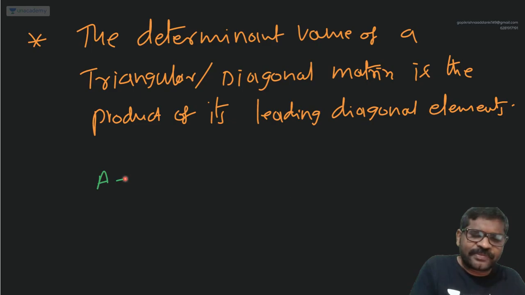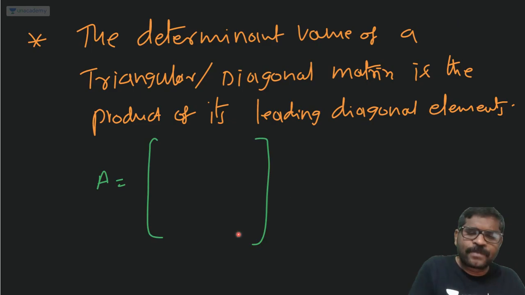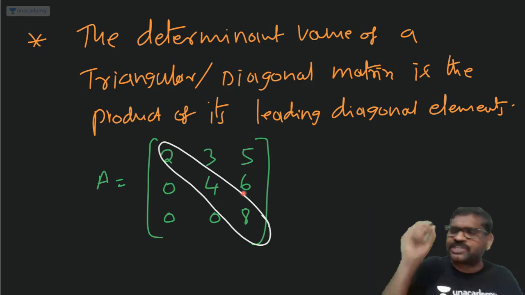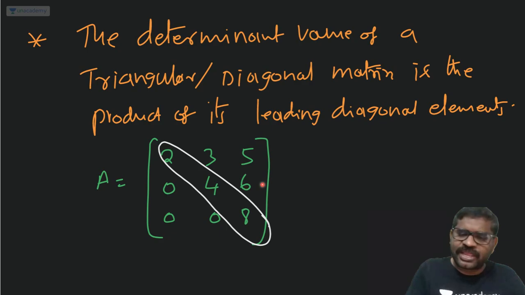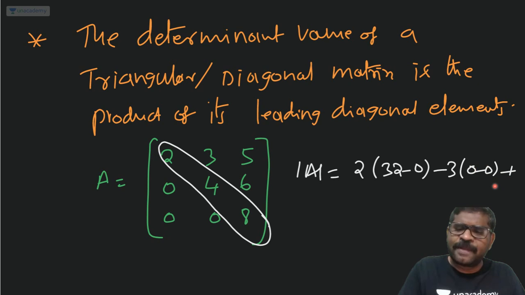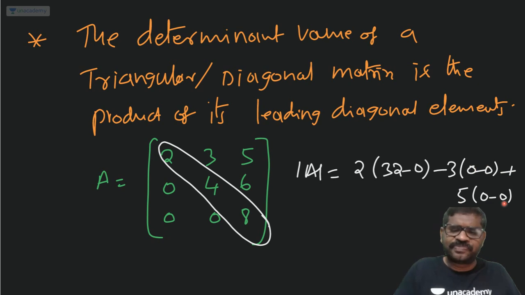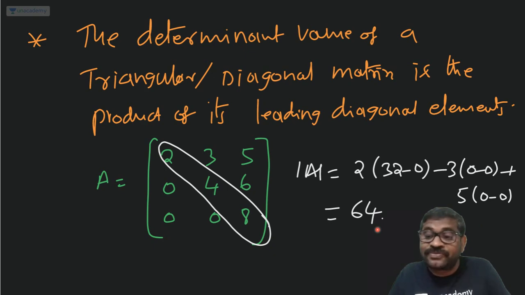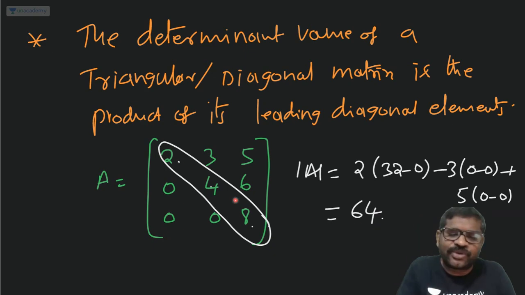For example, matrix A: 2, 3, 5; 0, 4, 6; 0, 0, 8. It is a triangular matrix. All the elements below the principal diagonal are 0. Now, det A equals 2 of 32 minus 0, minus 3 of 0 minus 0, plus 5 of 0 minus 0. Therefore, the determinant value is 64. 64 is nothing but the product of its leading diagonal elements, 2 into 4 into 8. Understand?